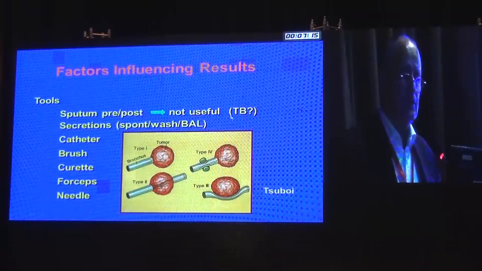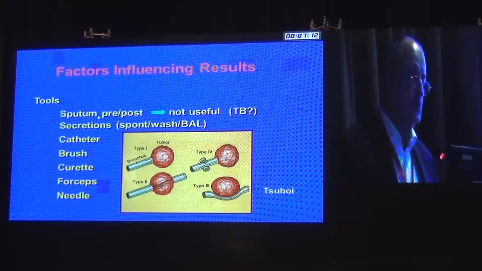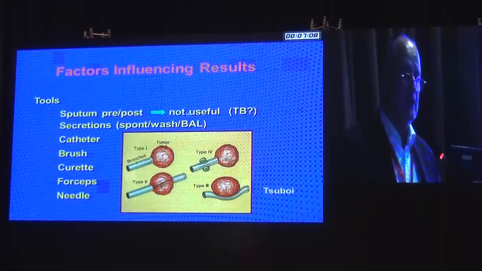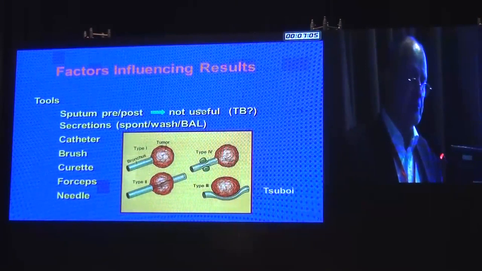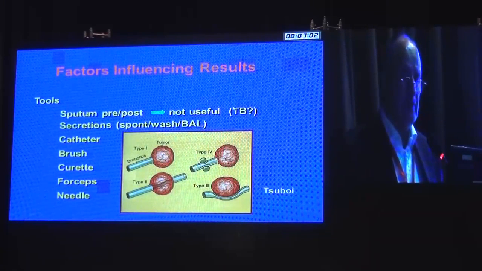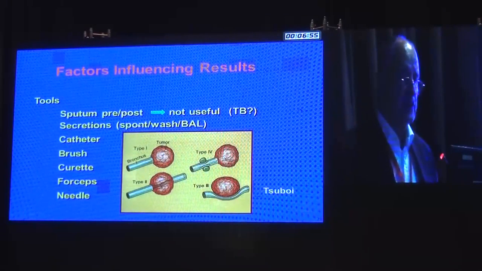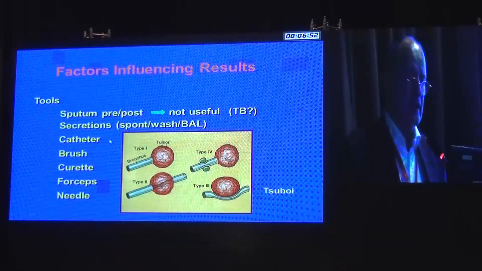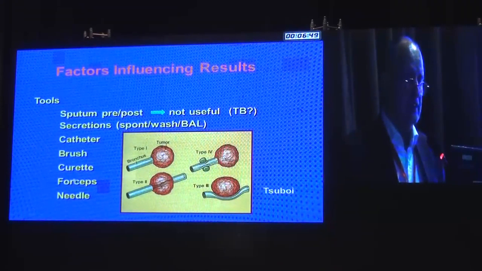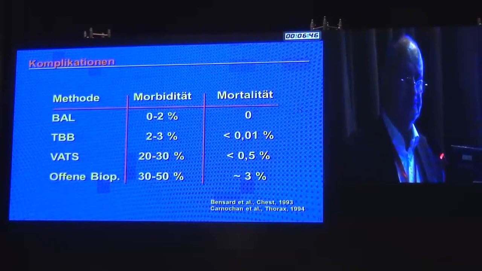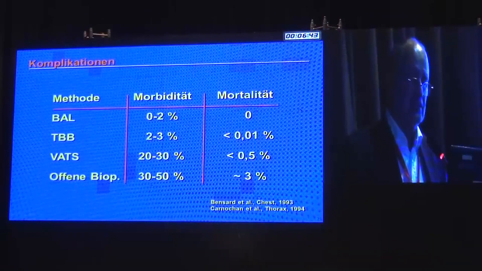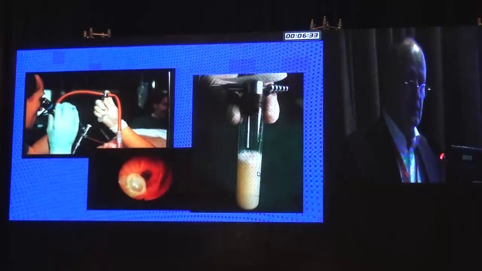What comes out of the whole thing is that when you take sputum pre or post intervention, it didn't prove very useful, especially for diagnosing cancers. Maybe for infections, especially TB, it is good. You can obtain secretions spontaneously or by wash or BAL. You can use catheters, brushes, curettes, forceps, and needles to obtain samples. So you see the invasiveness, of course, is much less if you take secretions than with transbronchial lung biopsies or surgical biopsies. If you have secretions within the bronchial system, you can collect them.